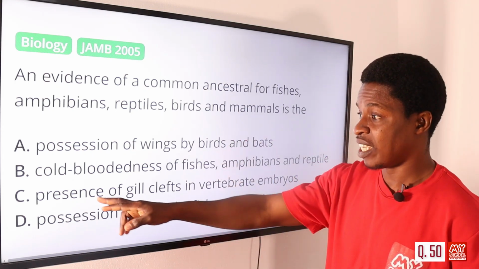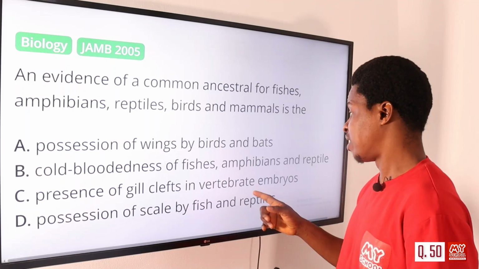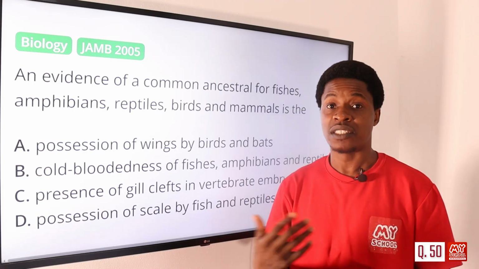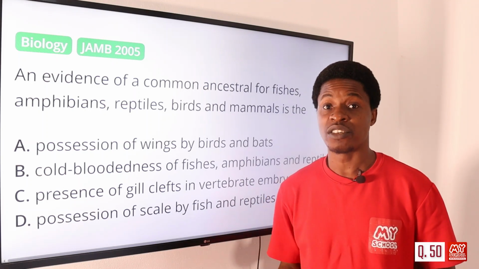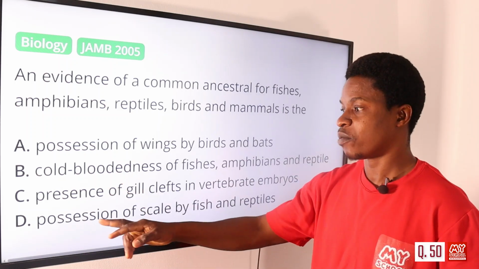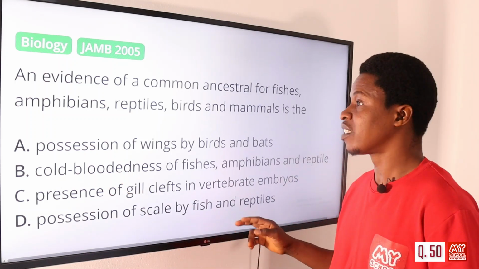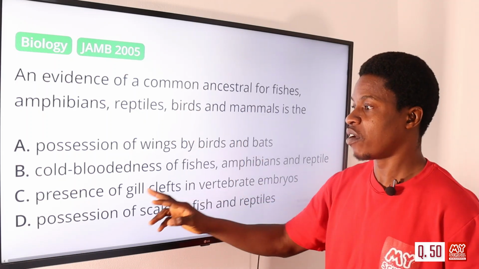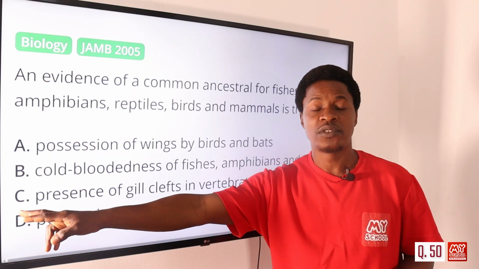That is not correct. Option C says presence of gill clefts in vertebrate embryos. The embryos at their early stages actually have things in common, which is the development of the gills and the tails. So option C is correct. Option D says possession of scales by fish and reptiles. How about the birds? How about the mammals? Do they have scales also? So the correct answer actually is option C.